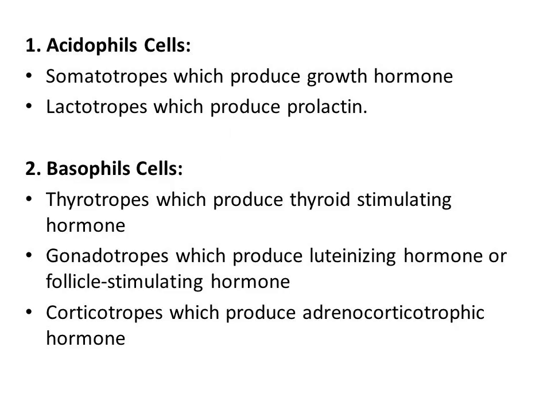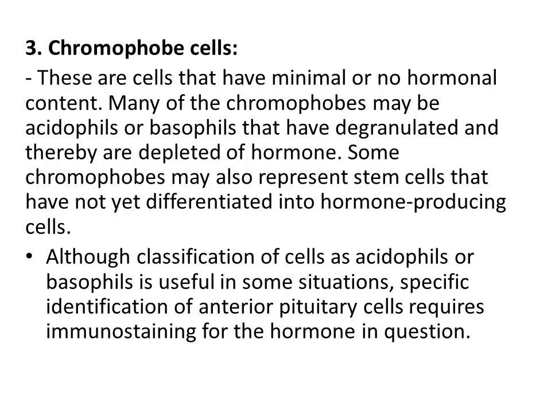1. Acidophil cells. Somatotropes, which produce growth hormone. Lactotropes, which produce prolactin. 2. Basophil cells. Thyrotropes, which produce thyroid-stimulating hormone. Gonadotropes, which produce luteinizing hormone or follicle-stimulating hormone. Corticotropes, which produce adrenocorticotrophic hormone. 3. Chromophobe cells. These are cells that have minimal or no hormonal content.